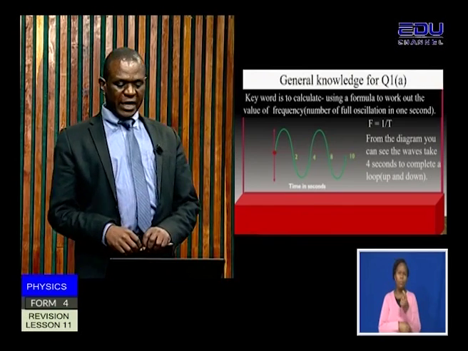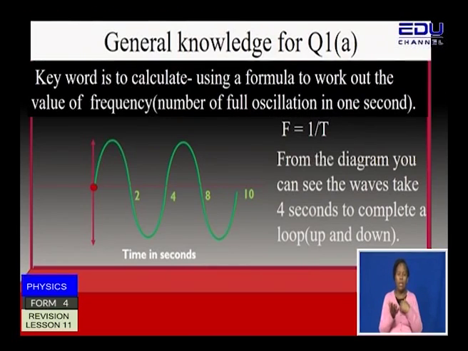If you look at the diagram, for example, the wave moves at a given time from 2 to 4 to 8 to 10 seconds. So we want to look at that particular part. Now you can see the wave has completed a full oscillation. And how long did it take to cover a full oscillation? You notice that it has taken 4 seconds to complete a full oscillation.